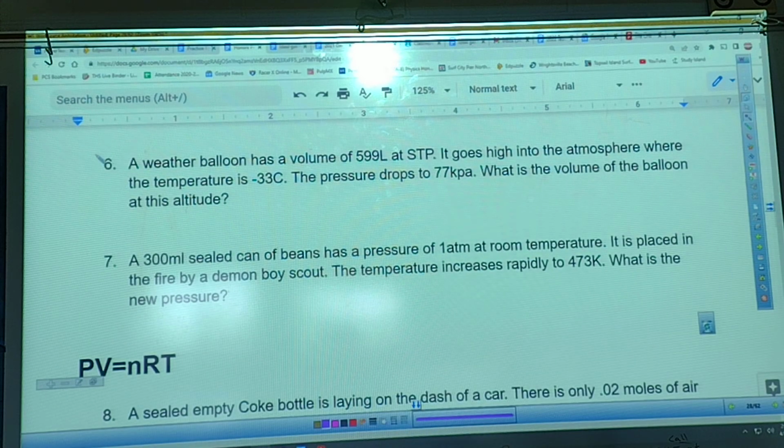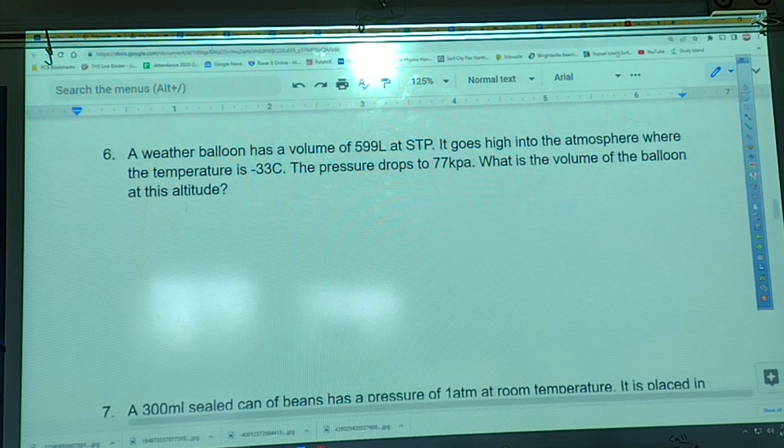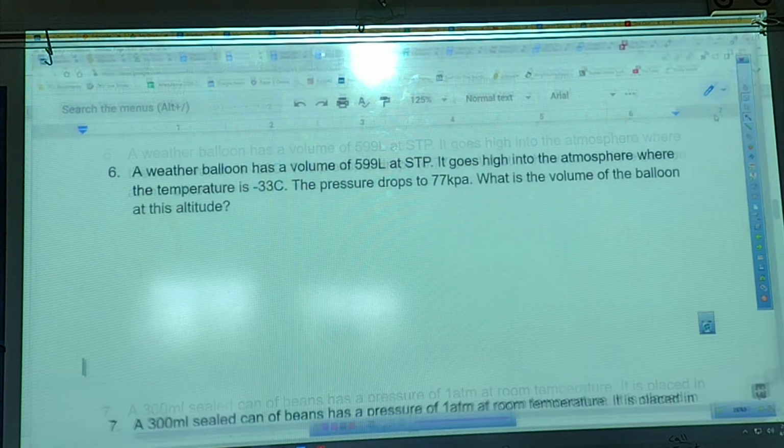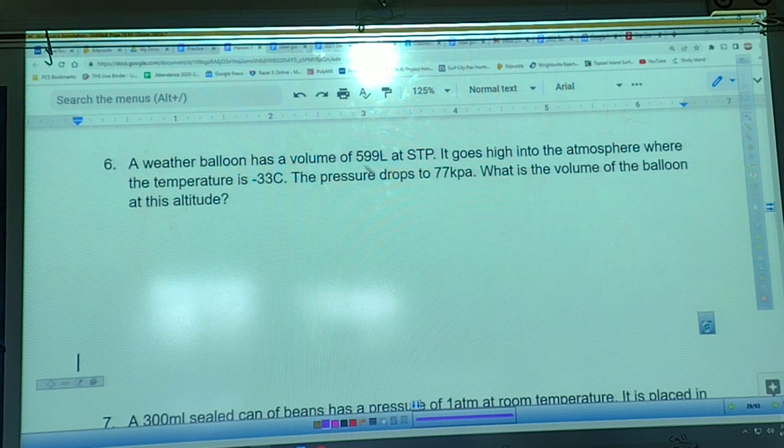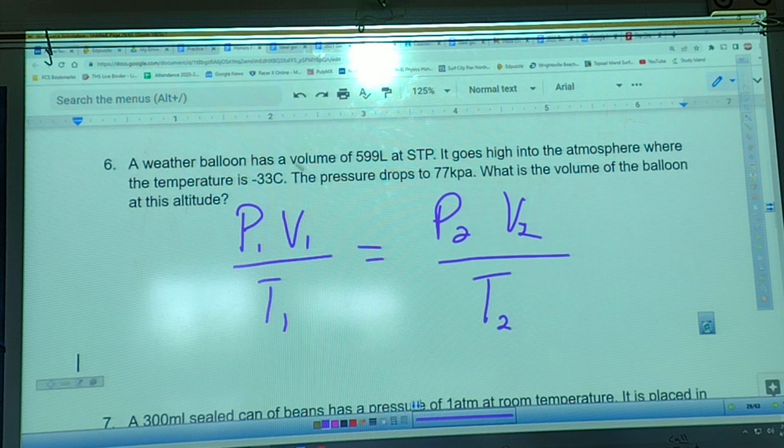All right, number 6. Let's take a look at this problem, and we see that this problem is going to be a combined gas law problem because we're given volume and temperature and things multiple times. So P1 V1 over T1 equals P2 V2 over T2. These are our before and after gas problems. A weather balloon has a volume of 599. So our first volume is 599 liters.